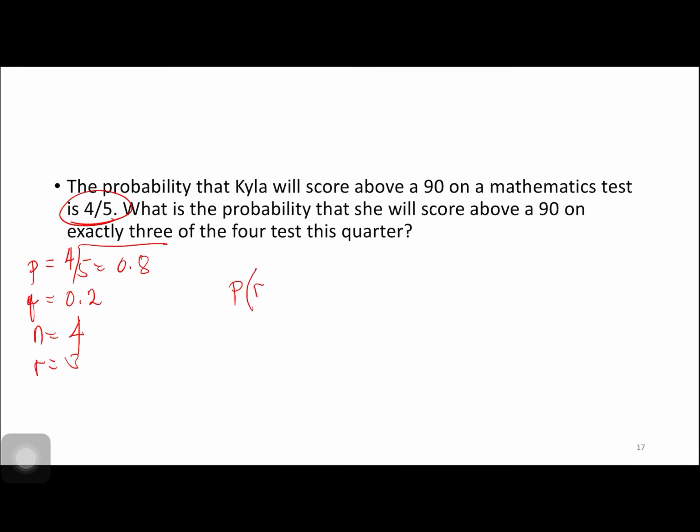We have P of R equals 3 is equal to 4C3 times 0.8 raised to 3 times 0.2 raised to 1. So our answer is 0.4096.